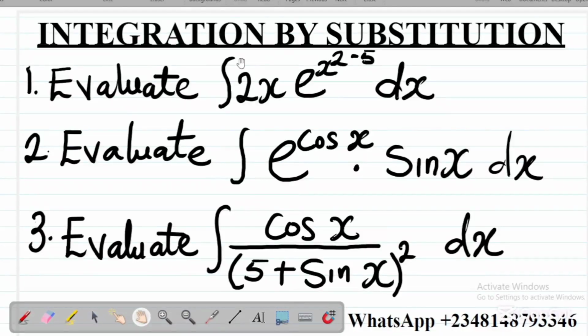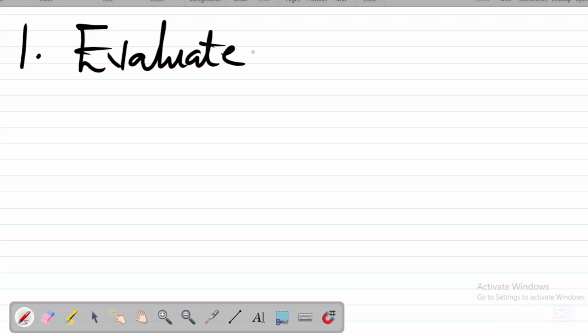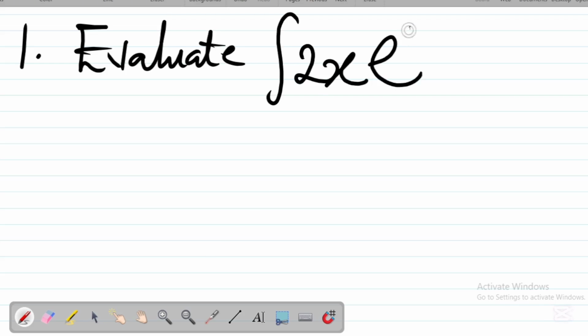All right, so let's solve these problems using the integration by substitution method. Question 1 says, evaluate the integral of 2x e^(x² − 5) dx.